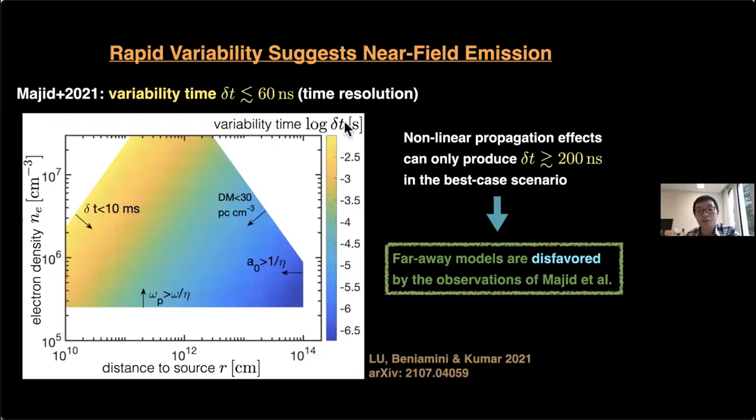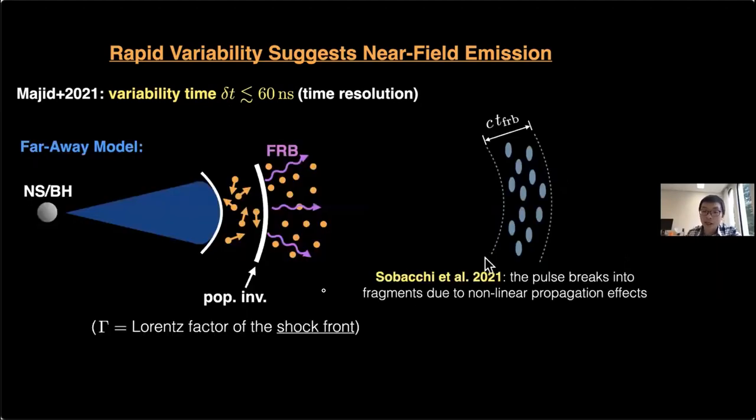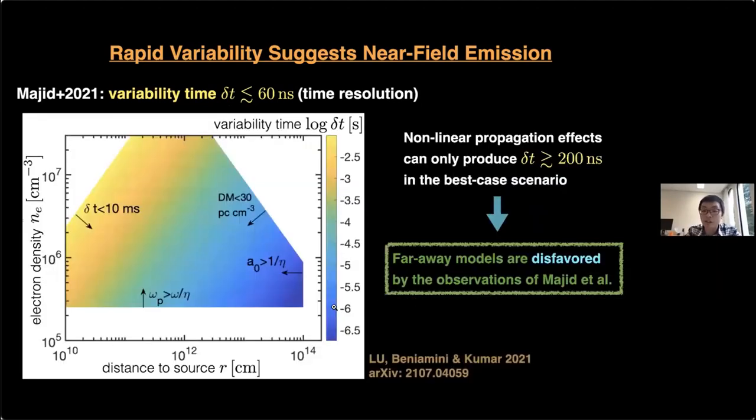This is what that model can give. Here I'm showing the variability time in log space: here's 1 microsecond, 1 millisecond, and longer. And here are the different constraints that we have. In the best case scenario, the propagation scenario due to nonlinear propagation effects can give you a variability time of about 200 nanoseconds, which is much longer than what's observed, or what's inferred to be less than that. So we think faraway models are disfavored by the observations.